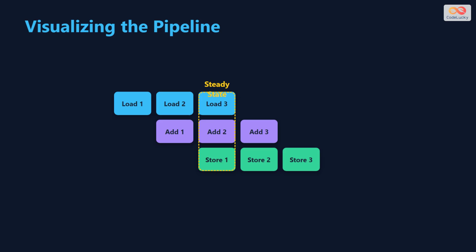Here is how it looks visually. Instead of a single vertical column, we have a staircase pattern. In one clock cycle, we might be storing the result of iteration 1, doing the math for iteration 2, and loading the data for iteration 3, all at the exact same time.